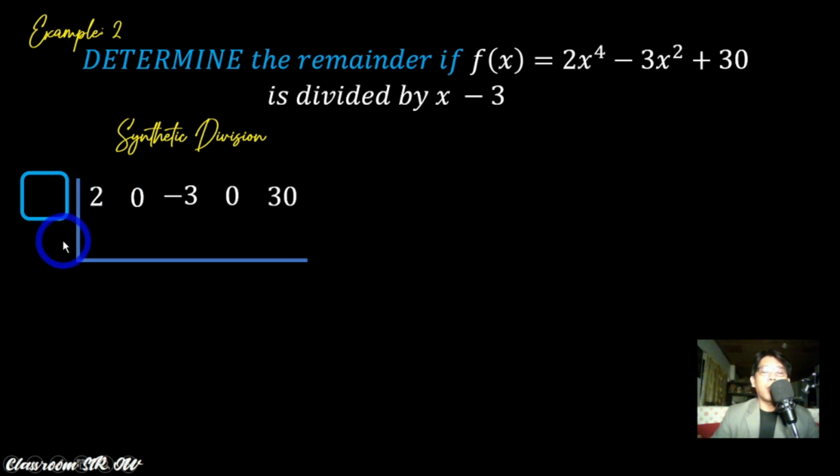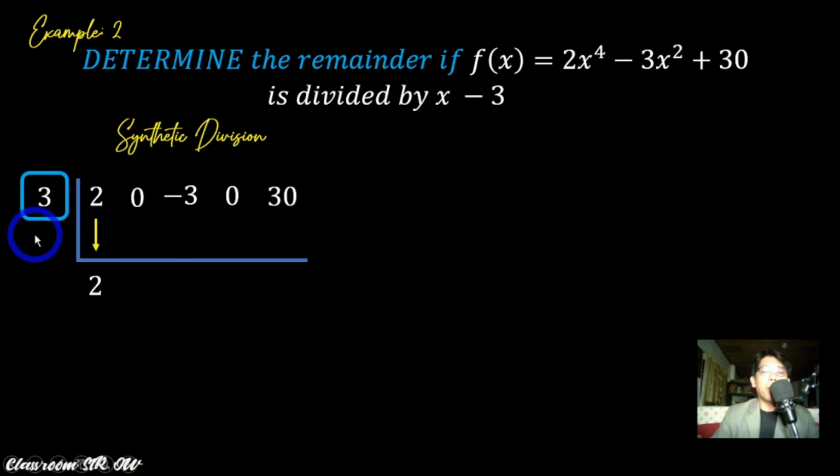And again, our divisor here, what we are going to do is we equate x minus 3 to 0. And of course, by applying the addition property of equality, x is equal to 3. So our divisor, we will be using 3. So the next step is we will bring down 2.